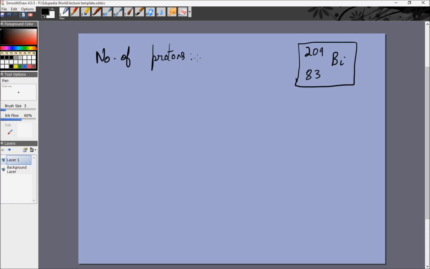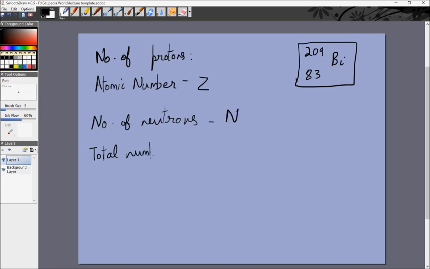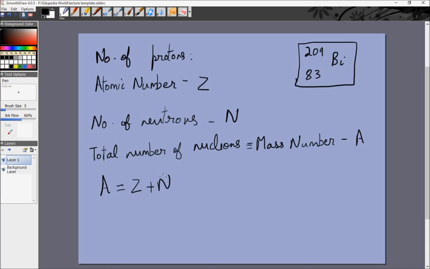The number of protons is also called the atomic number, and it is represented by the symbol Z. The number of neutrons is represented by N, and the number of protons plus the number of neutrons, or the total number of nucleons, is also called the mass number and is represented by A. And obviously A, the total mass number or the total number of nucleons, is equal to Z plus N. Now a nucleus is represented as AXZ, where Z is the atomic number and A is the mass number.